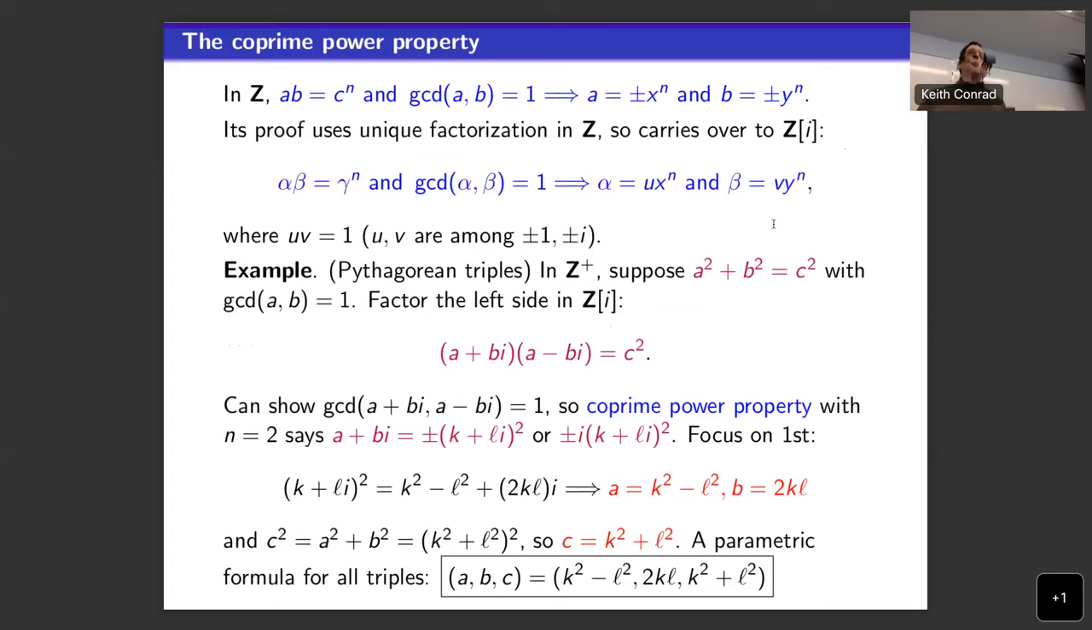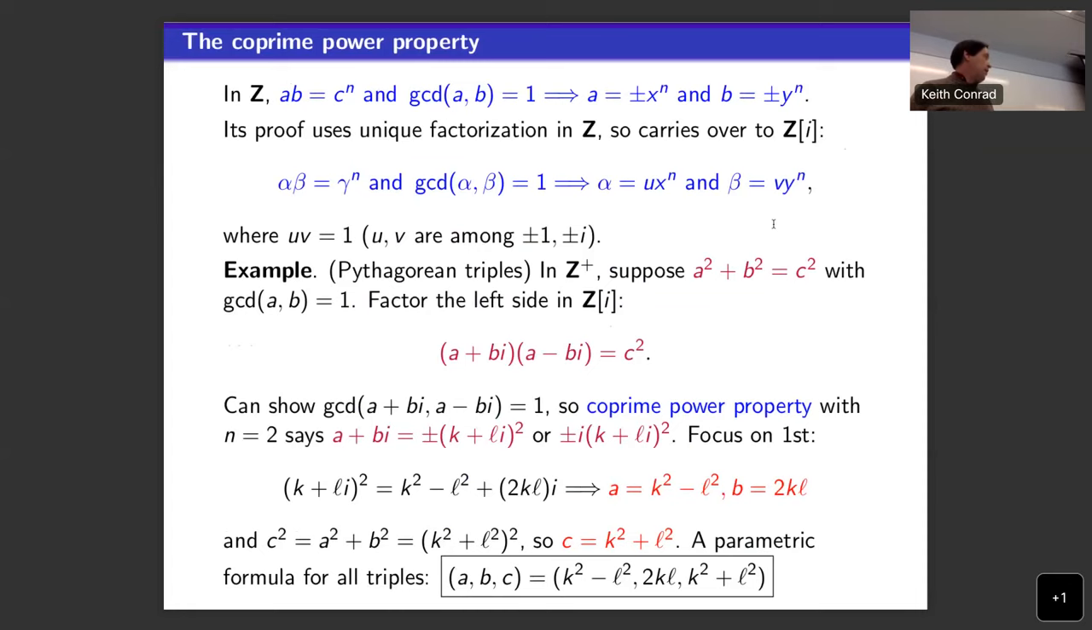So by the coprime power property, these factors on the left must themselves be squares, since their product is a square, or at least they're squares up to plus or minus 1 and plus or minus i. So let's see what happens if a plus bi is a square.